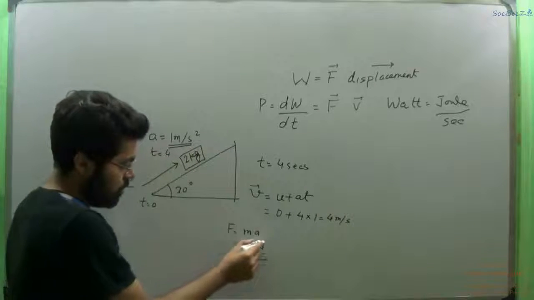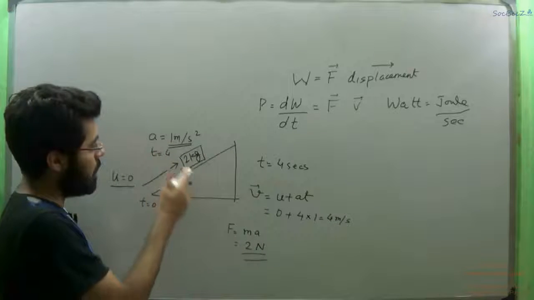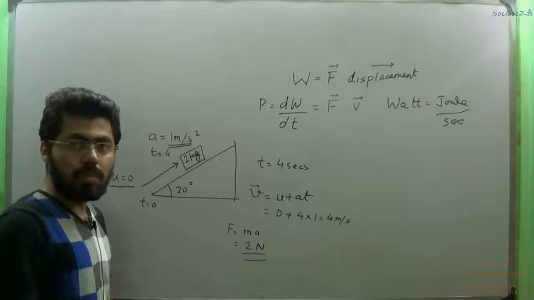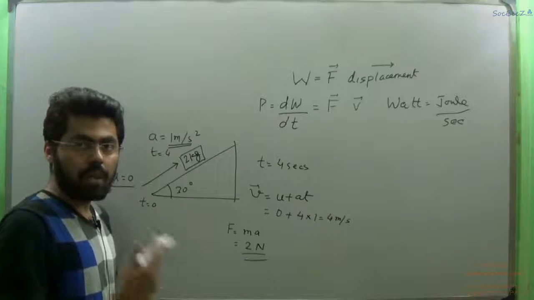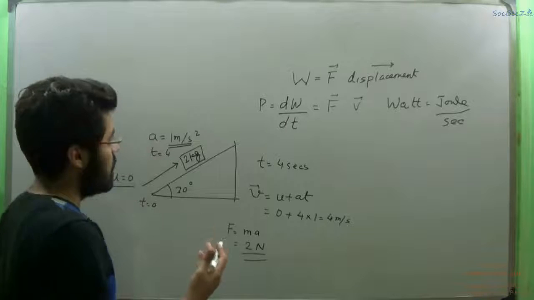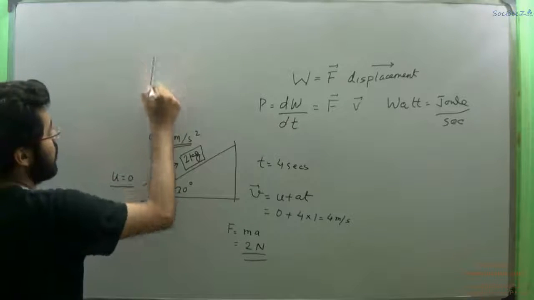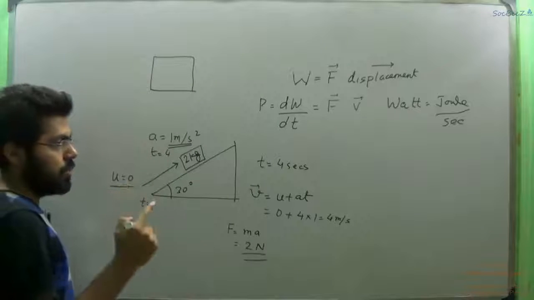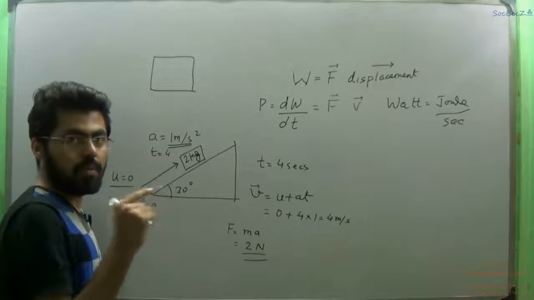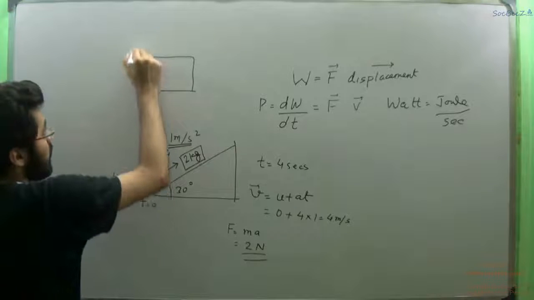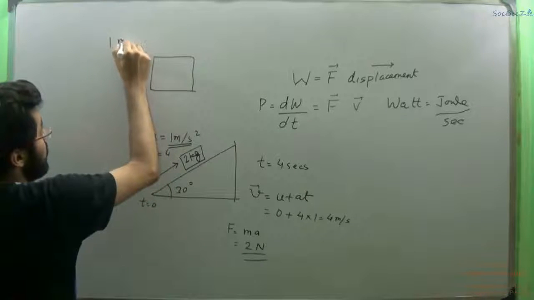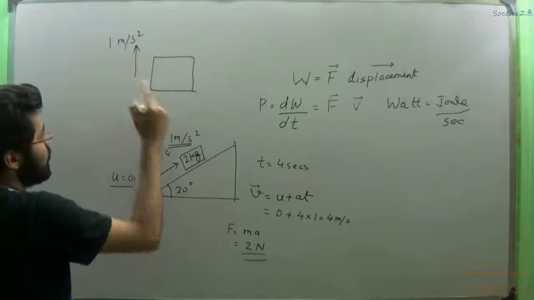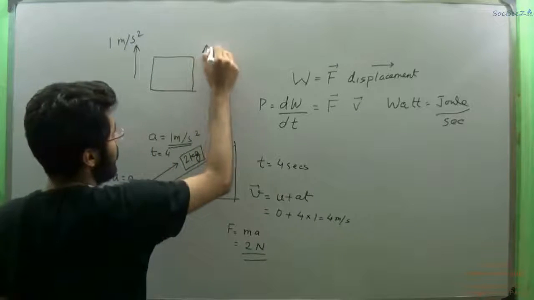So the 2 Newton force, which we simply found out by multiplying mass into acceleration, is this the 2 Newton force which is being supplied by the machine, or is it something else? So what did we do in the first problem? In the first problem, the net force was 0 because the object was moving at a constant velocity. But here, the net acceleration is 1 meter per second square. So the force corresponding to this acceleration is just the net force.